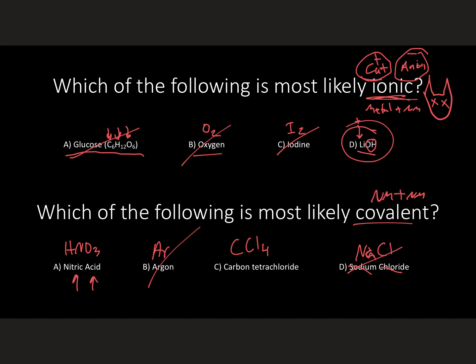Covalent, so non-metal and non-metal. Carbon, non-metal. Chloride, non-metal. Good candidate. Nitric oxide, here we have a non-metal, non-metal as well. So this one can dissociate though, right?